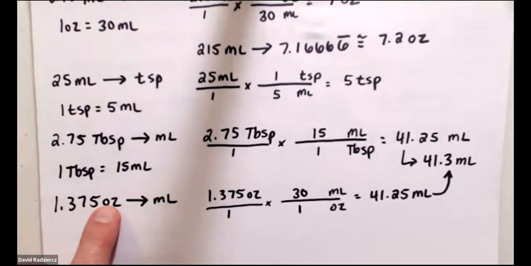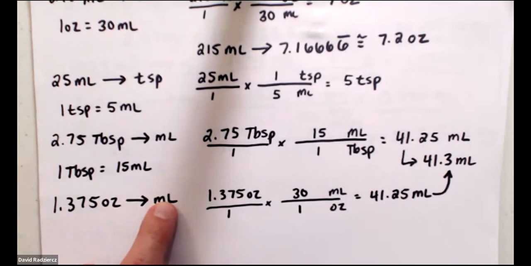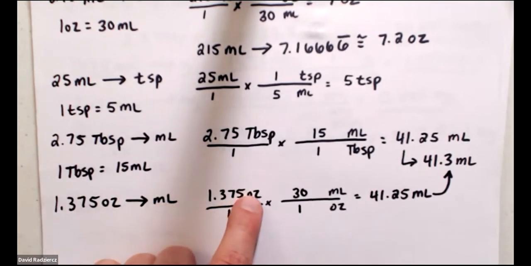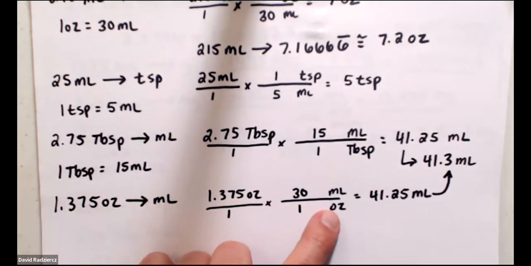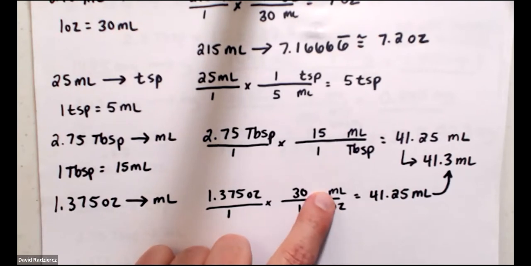Down here, I'm going in the opposite direction. I'm going from ounces now to milliliters. So since I start with ounces, I want to divide by the ounce and multiply by the milliliters.